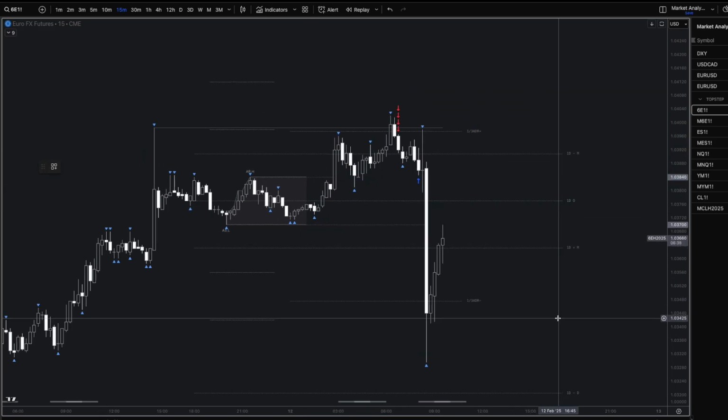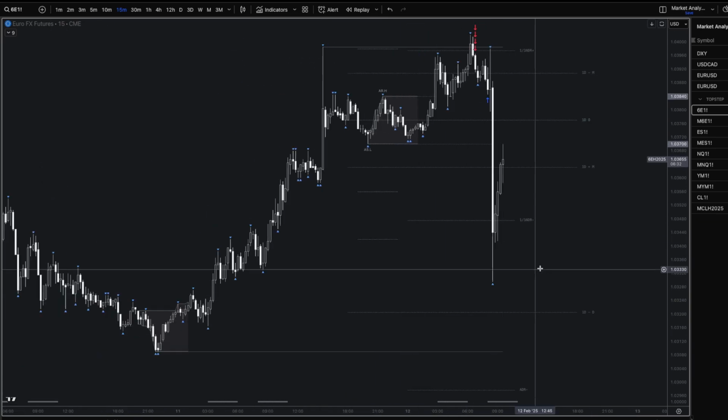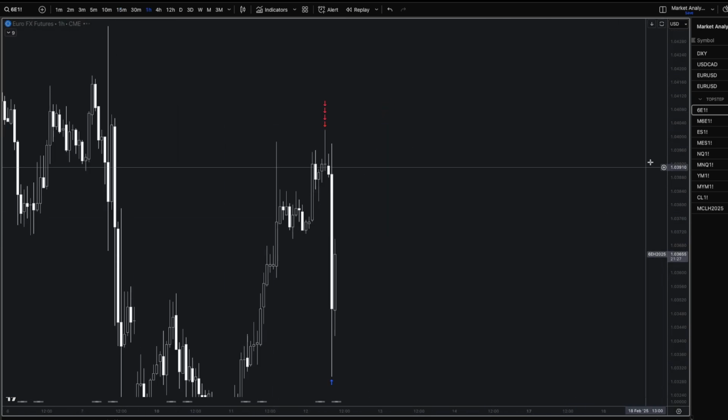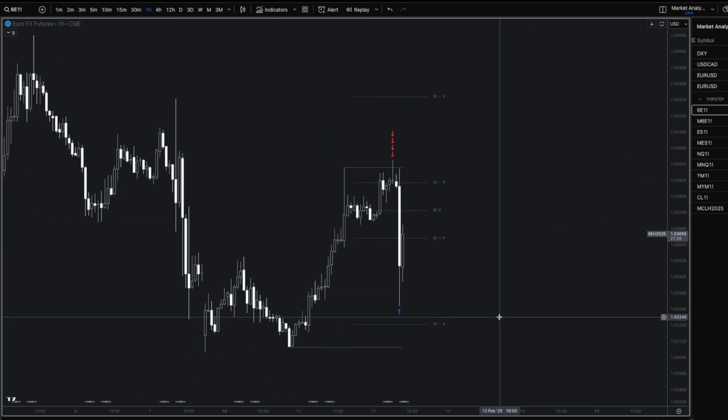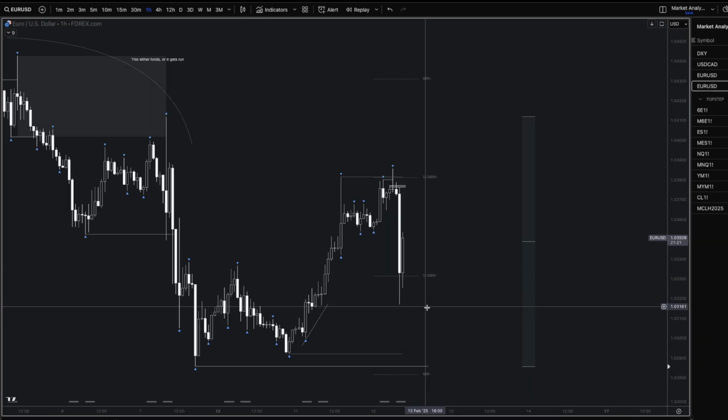I just wanted to go over the entry that I took now on Euro Dollar. Maybe explain a bit more why I took the setup, what I was looking at, pre and post analysis, and obviously dive into it a bit more.